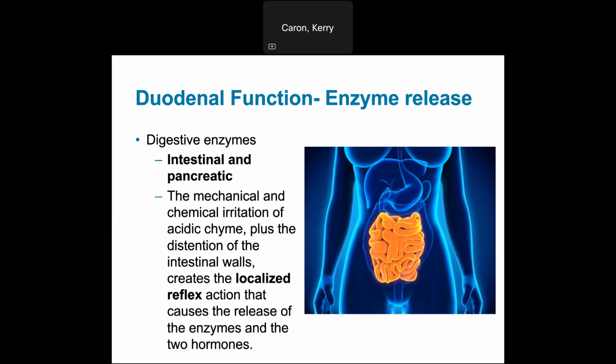So in the duodenum, the first section of the small intestine, intestinal and pancreatic digestive enzymes are secreted. A lot of enzyme release happens here. The chyme gets mechanically and chemically irritated. It causes distension or bloating of the intestinal walls, which causes a localized reflex that causes the release of enzymes and 2 more hormones.